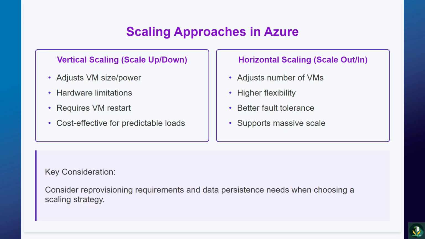Application architecture. Some applications might only support vertical scaling. Modern cloud-native applications typically work better with horizontal scaling. Data management. Consider how your data layer handles scaling. Plan for data synchronization in horizontal scaling scenarios. Account for backup and recovery procedures.